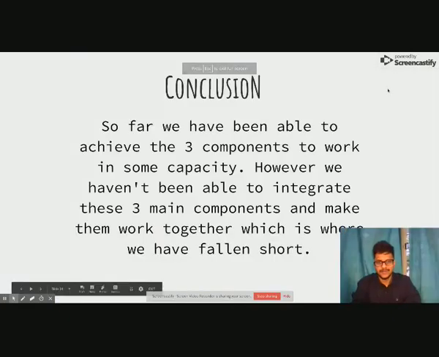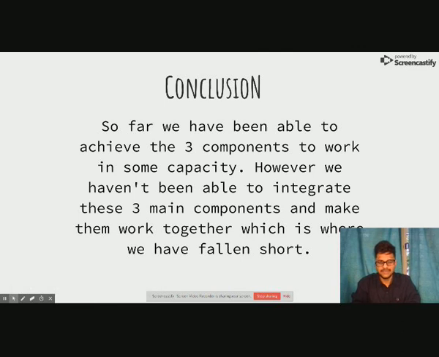So now let us look at the conclusions of our project. Basically we had three main goals after R1 which we needed to accomplish, and they were taking depth into account, real-time stitching, and generating a cylindrical panorama. Till now, we have worked on these three components individually, which are working fine. However, we haven't been able to integrate these three main components and make them work together, which is where we have fallen short.